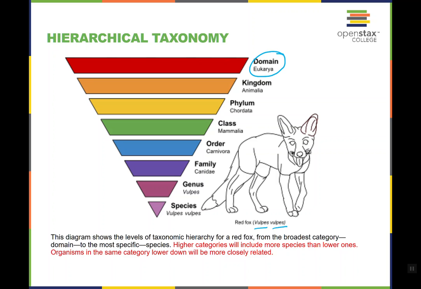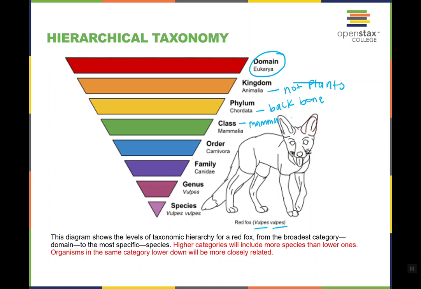So higher categories will include more species and organisms than lower ones. And organisms in the same category lower down will be more closely related. So let's apply this principle to our fox here. So the kingdom is Animalia, which is all animals, so ergo not plants. The phylum is Chordata, so these are things with the backbone. Not all animals have spines. The class is Mammalia, so these are organisms with mammary glands. So they lactate to feed their young.